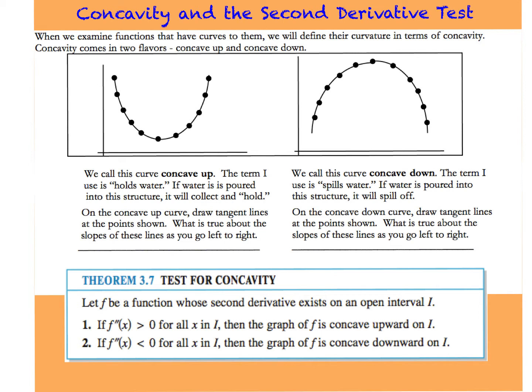But what makes a relative max? F prime changes from positive to negative. What makes a relative min? Good. All right. So those are happening at those critical numbers.